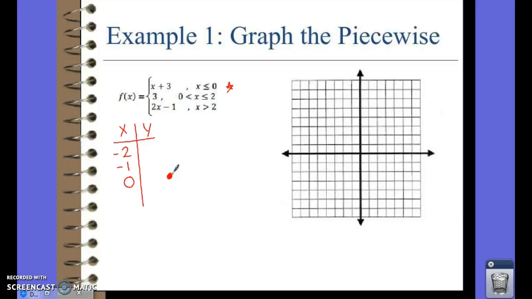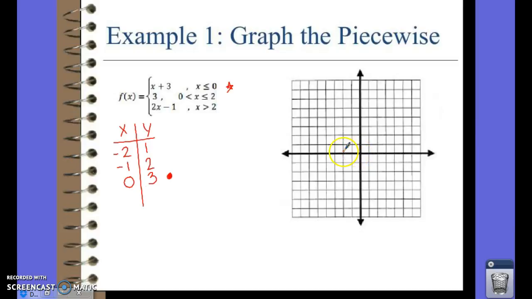So plug in my values. -2 plus 3 is 1. -1 plus 3 is 2. 0 plus 3 is 3. Remember, these are ordered pairs. You graph them like ordered pairs.